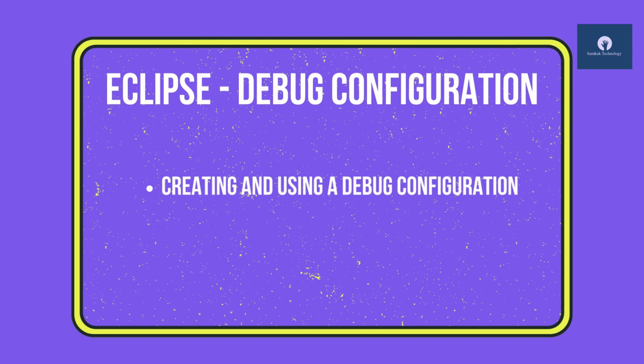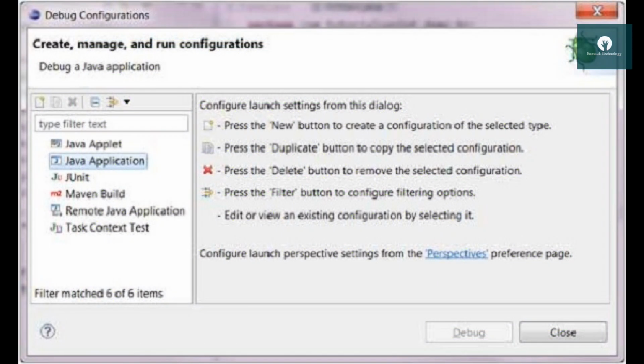The other one is creating and using a debug configuration. An Eclipse debug configuration is similar to a run configuration, but it is used to start an application in the debug mode. Because the application is started in the debug mode, the user is prompted to switch to the debug perspective. The debug perspective offers a number of views that are suitable for debugging applications.